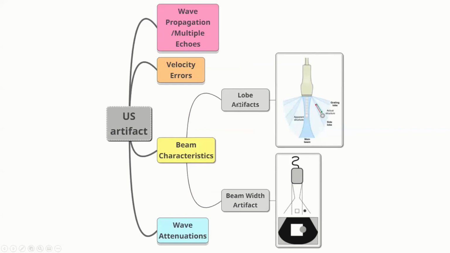And then the third one is related to beam characteristics and lobe artifact. So there were 3 main ultrasound beams: main beam, side lobe, grating lobe. And then for the signals coming from the side lobe, if it's strong enough, the ultrasound recognizes that signal as coming from the main beam. Then we see this lobe artifact, side lobe artifact. And also we see beam width artifact. The ultrasound wave goes in this bow tie shape. We should bring the target to the focal zone to adjust this image.